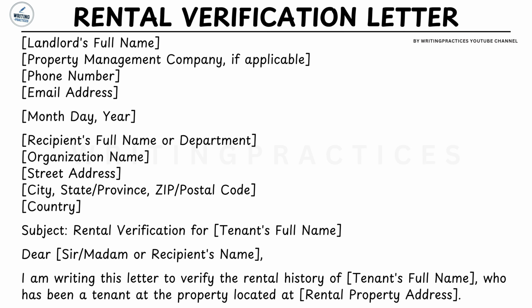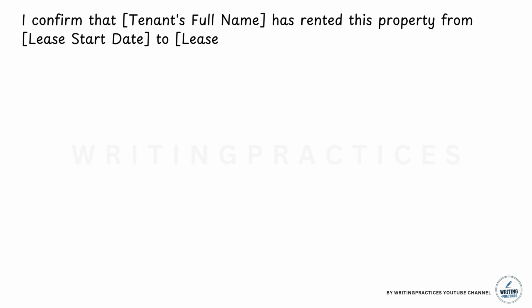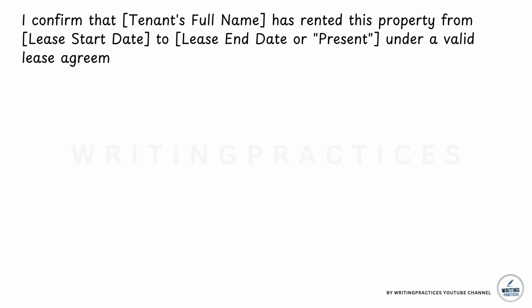Lease information paragraph. Next, provide the details of the lease. For example, I confirm that Sophia Turner has rented this property from March 1st, 2023 to the present under a valid residential lease agreement. The current monthly rent is $1,650, which is due on the first day of each month.